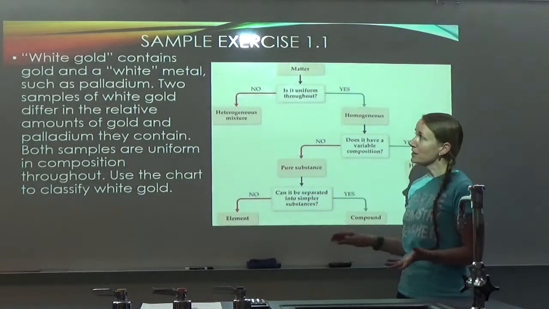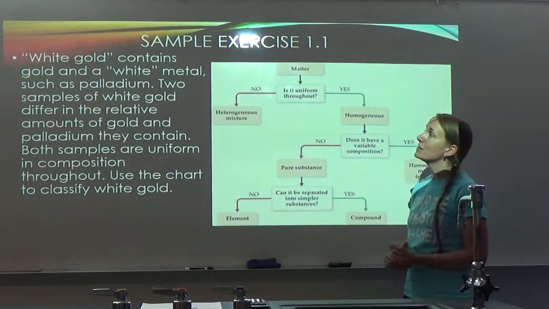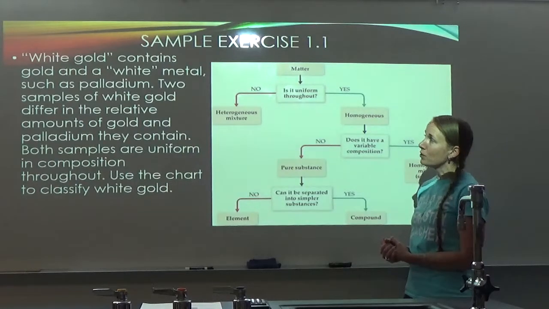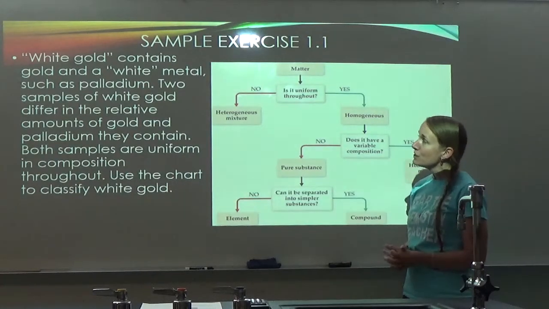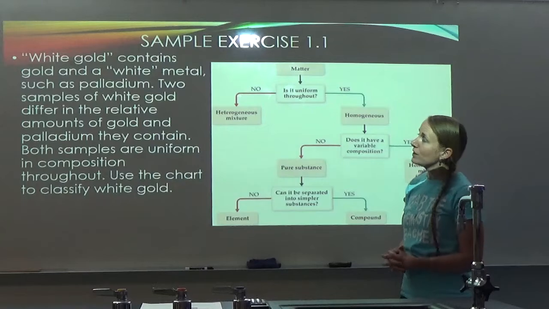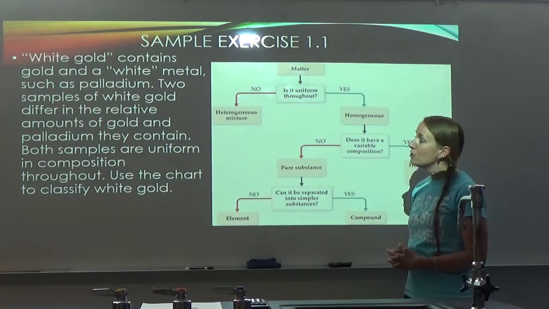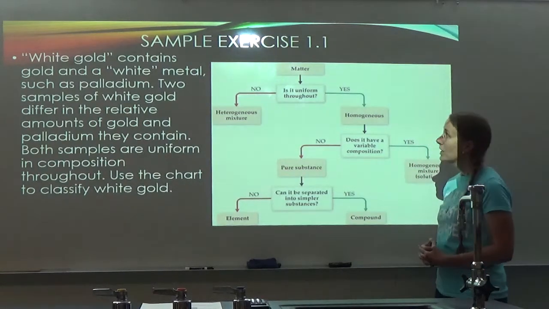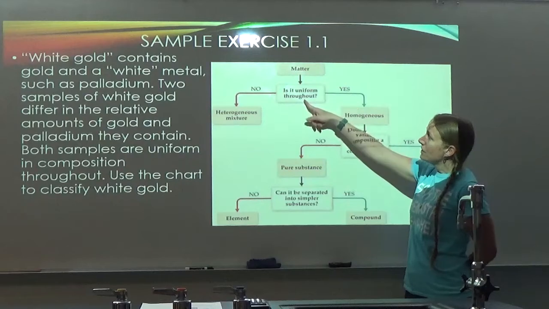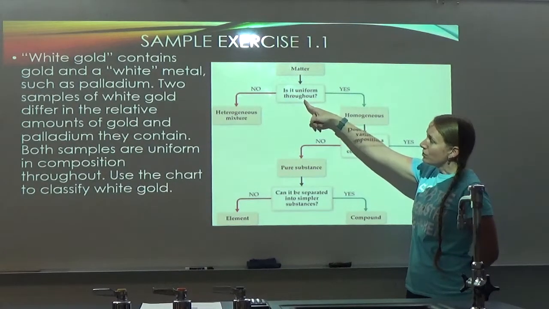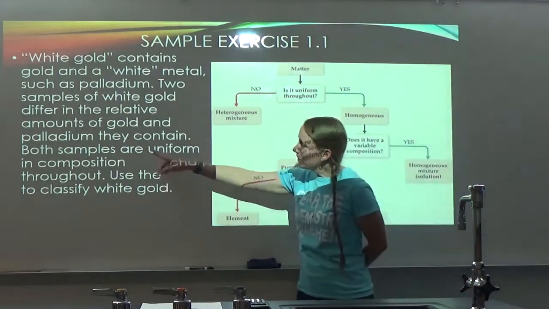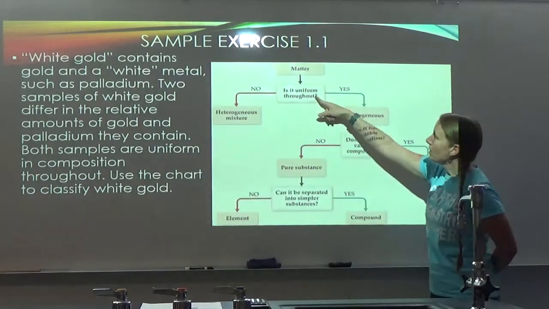So the first sample exercise says white gold contains gold and a white metal such as palladium. Two samples of white gold differ in the relative amounts of gold and palladium they contain. Both samples are uniform in composition throughout. Use the chart to classify white gold. It asks, is it uniform throughout? It says right here, both samples are uniform. So I'm going to say yes.